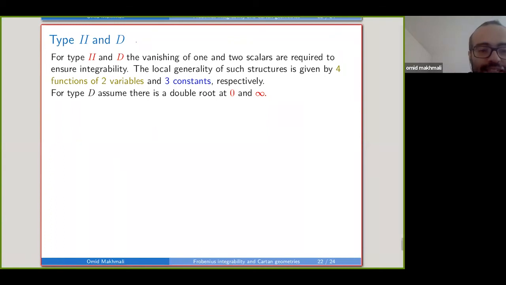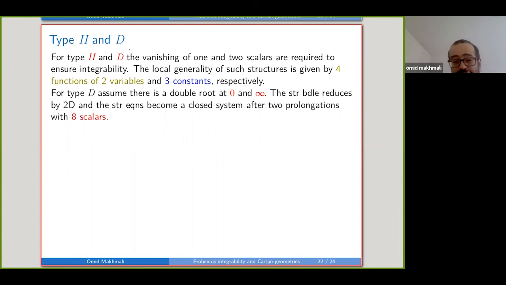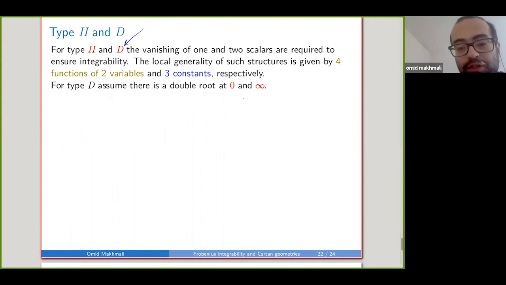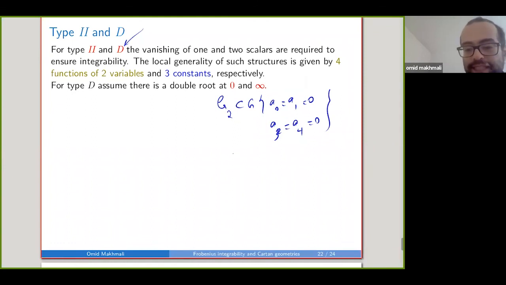So I would like to analyze the case when there are two distinct roots of multiplicity two. So I can translate one of them to zero and one of them to infinity. That exactly means I would like to consider a codimension two subbundle in G such that A0 is equal to A1 equal to zero and A3 is equal to A4 is equal to zero, right? This reduces, like before, gamma one is congruent to zero because of this relation, and theta one is congruent to zero because of this.